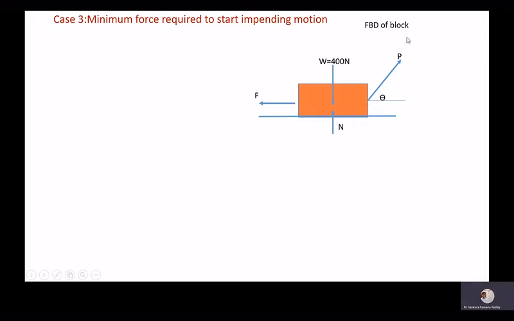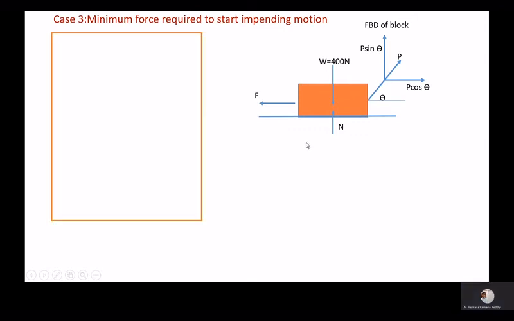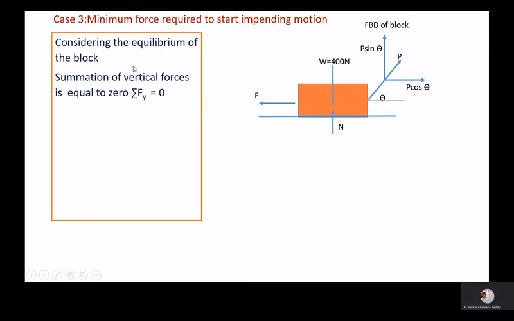This P is an inclined force. We have to resolve this force into horizontal as well as vertical components. Horizontal component is P cos theta and vertical component is P sin theta. Then we'll consider the equilibrium of this block, that is summation of vertical forces is equal to 0 and summation of horizontal forces is equal to 0. So here what are vertical forces? Normal reaction, weight of the block, and P sin theta are the vertical forces. Here upward forces are positive and downward forces are negative. Then N plus P sin theta minus W is equal to 0.